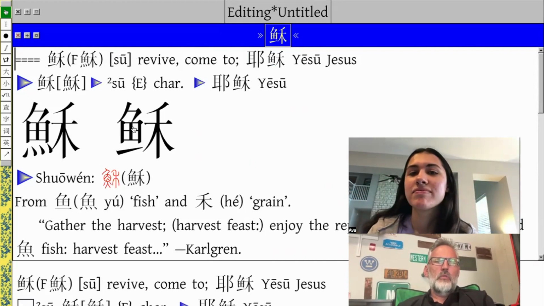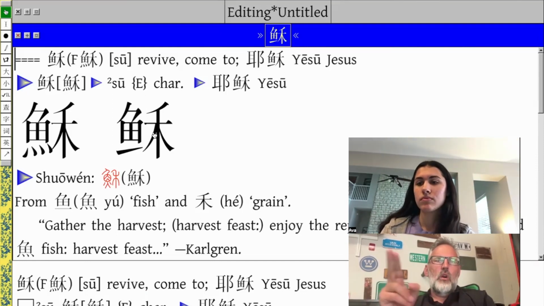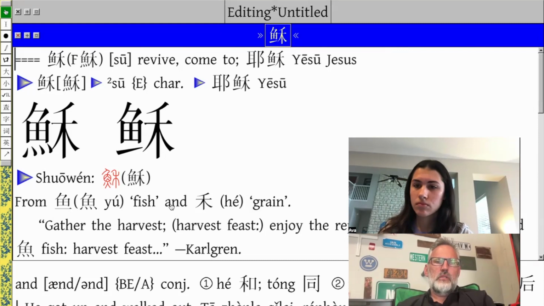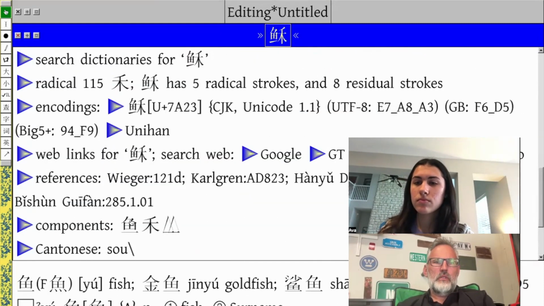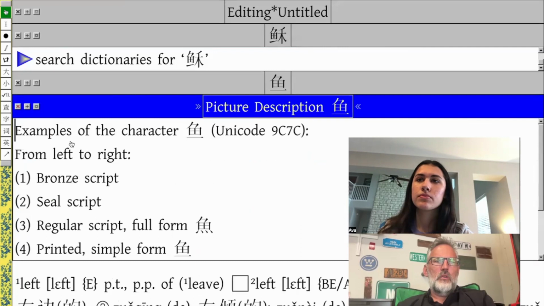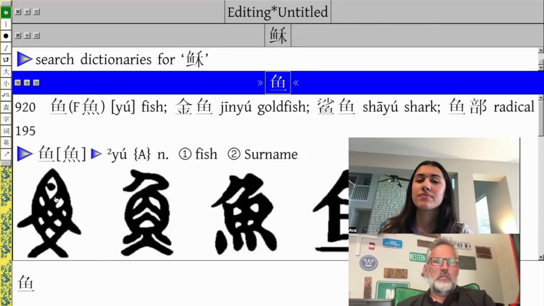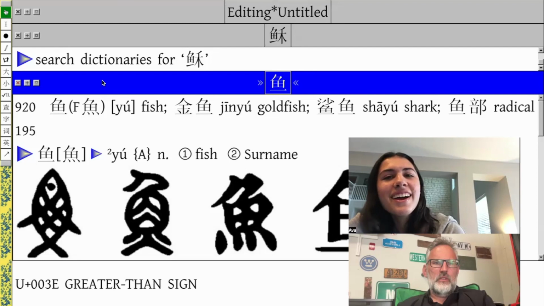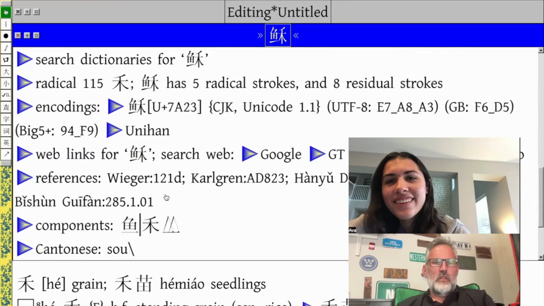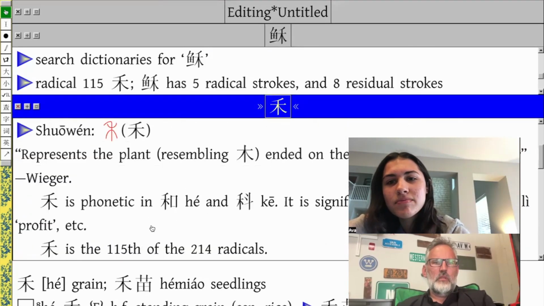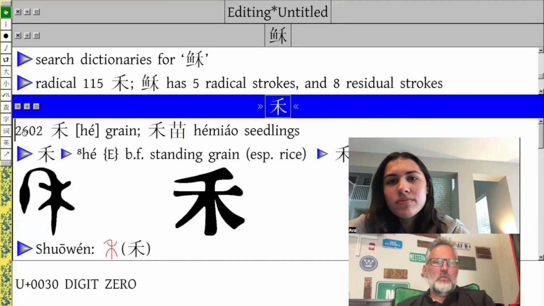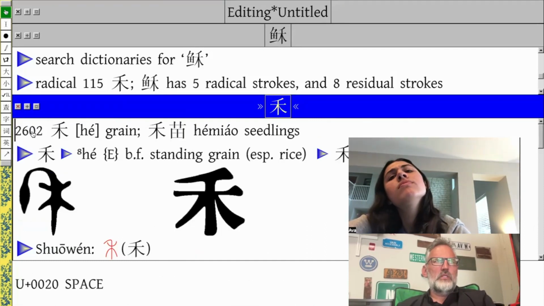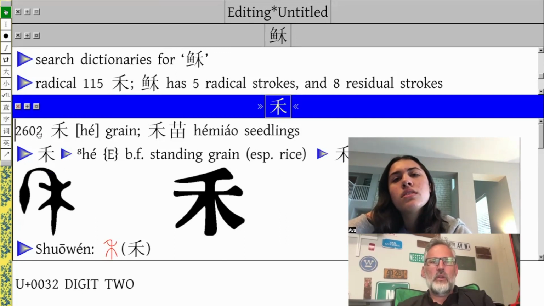So, when you're doing characters like this, it's always easier if you know the radicals. Yu is number 920. You can see they also on Pleco will try to show you how it comes from pictograms of fish. And I'm always like, what? I certainly don't see a fish. And then the wheat, probably this one is number 2,602. So you're not going to see that character very often.